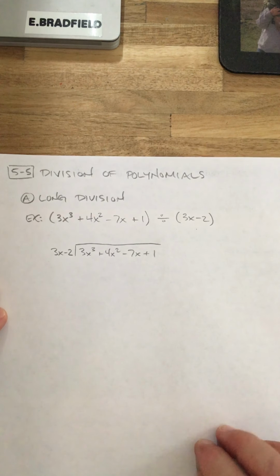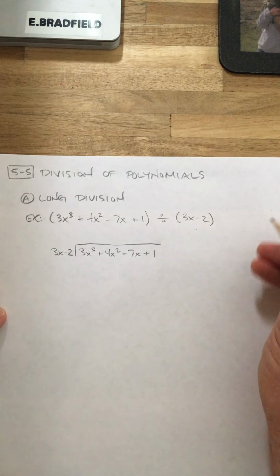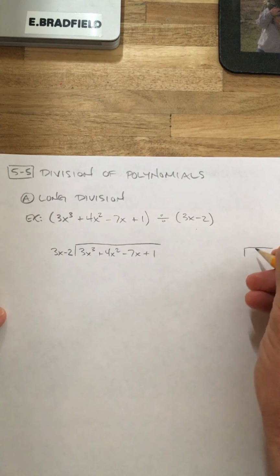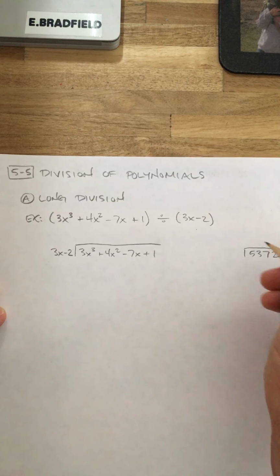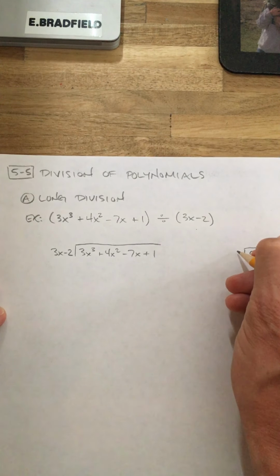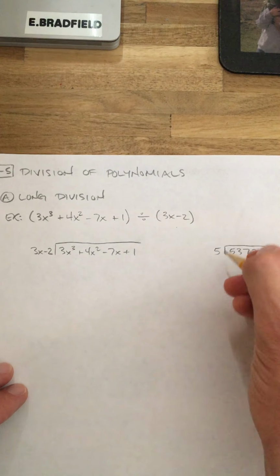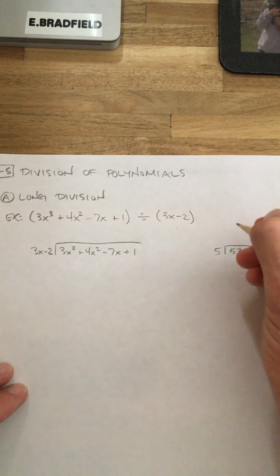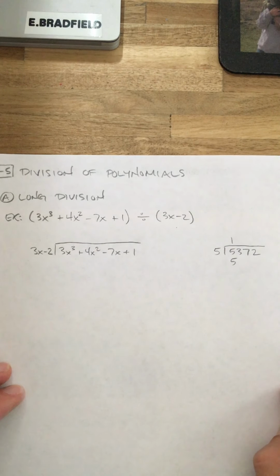So let's try something to compare it to. Let's do 5,372, and I'll divide it by something that doesn't go into it evenly, like a 5. Watch this. The first thing I do is say 5 times what gives me a 5? So you put a 1, and then you multiply the 1 times the 5 and put a 5 here. Okay, that's the first step.